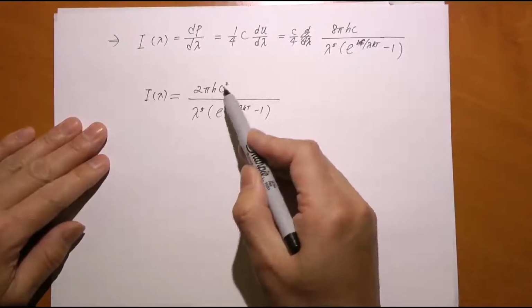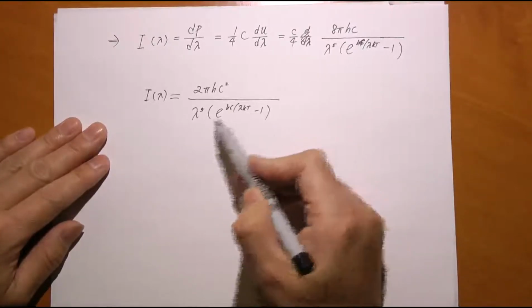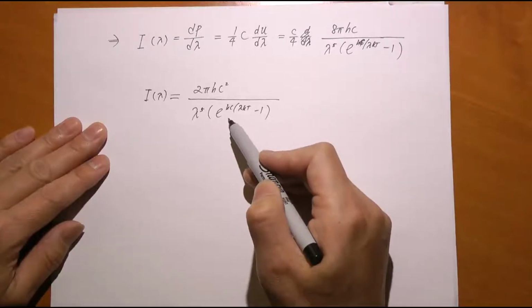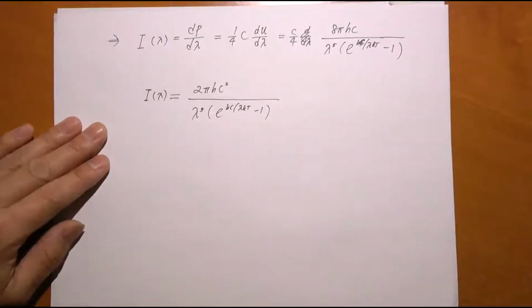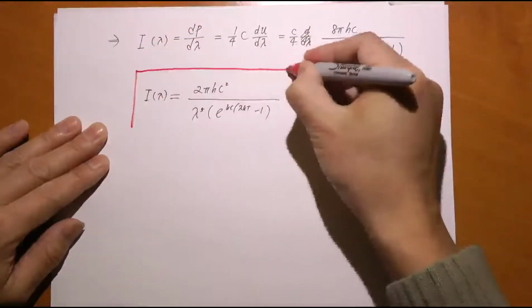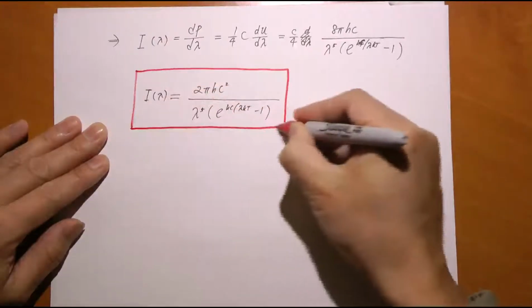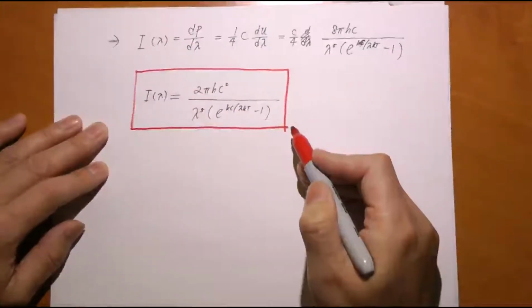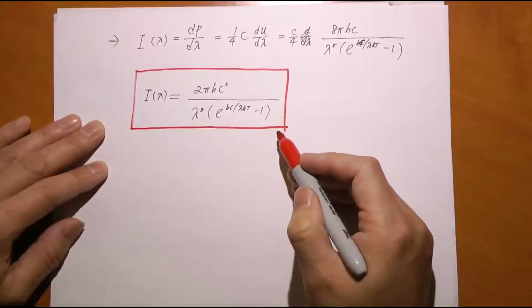I lambda equals 2 pi hc squared divided by lambda to the power 5 e to the power hc over lambda kT minus 1. This is the Planck's radiation formula in our textbook. There was no derivation in our textbook. They just stuff it down your throat. But here it is. We derived it.